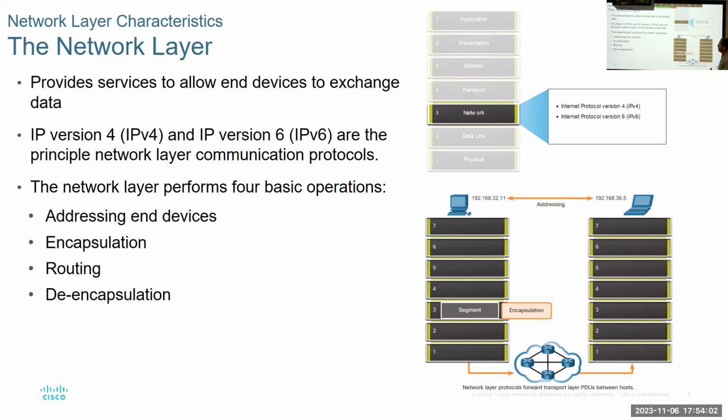All right, so addressing end devices, routing, encapsulation and de-encapsulation. It encapsulates the segment as it travels down from the upper layers. So a segment becomes a packet, and then it de-encapsulates going up the stack. When receiving data, it takes the packet, does what it's supposed to do with that packet, and then strips the header and it becomes a segment again before being sent up the stack to the transport layer.